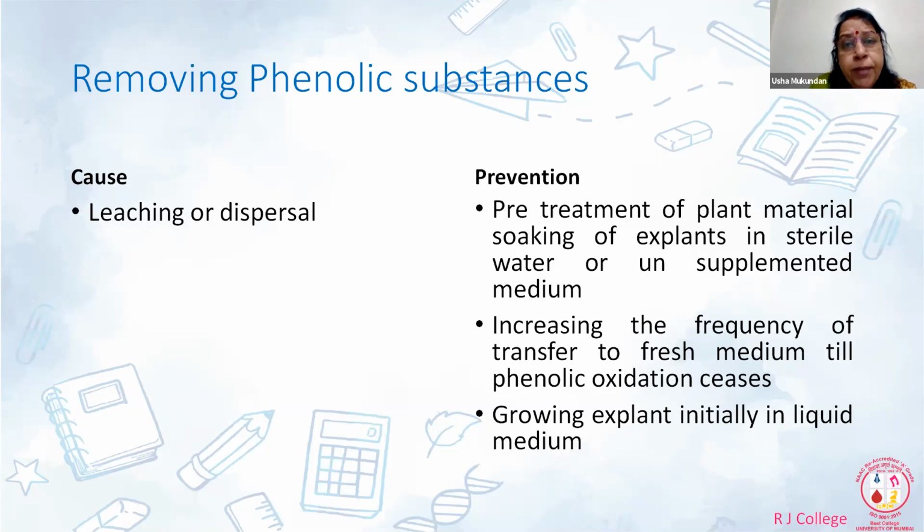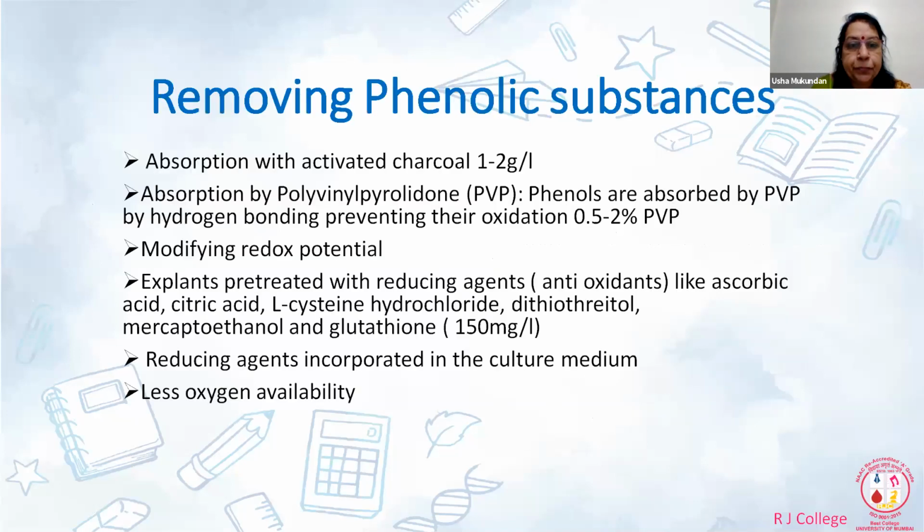Third, normally if there's a solid medium, then all these phenolics get trapped in the solid medium and get accumulated more. But if it is a liquid medium, the leaching is rapid, and moreover, because oxygen is comparatively not available in a large amount, it results in less browning of the explant. So initially you grow the explant in liquid medium so that everything leaches out in the liquid medium, and then you transfer that clean explant onto a solid medium for further experimentation.